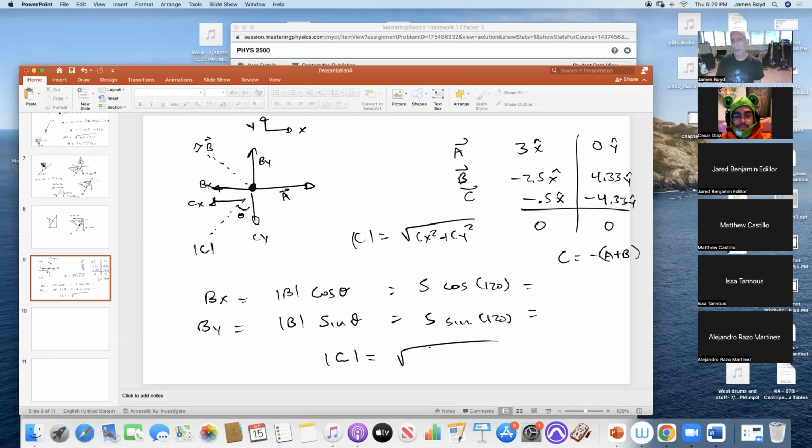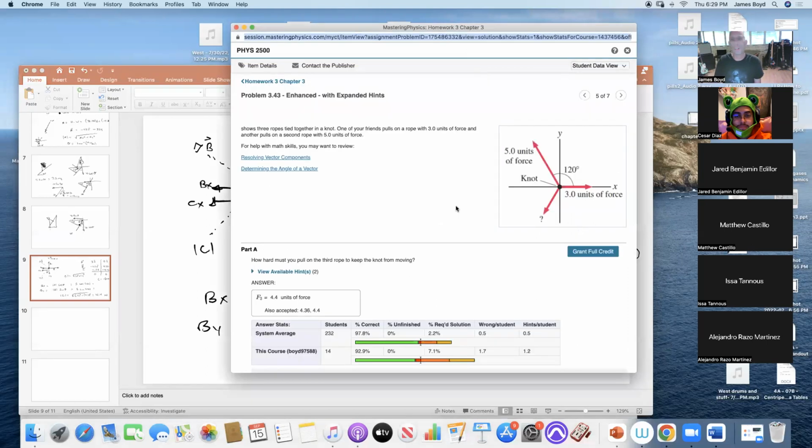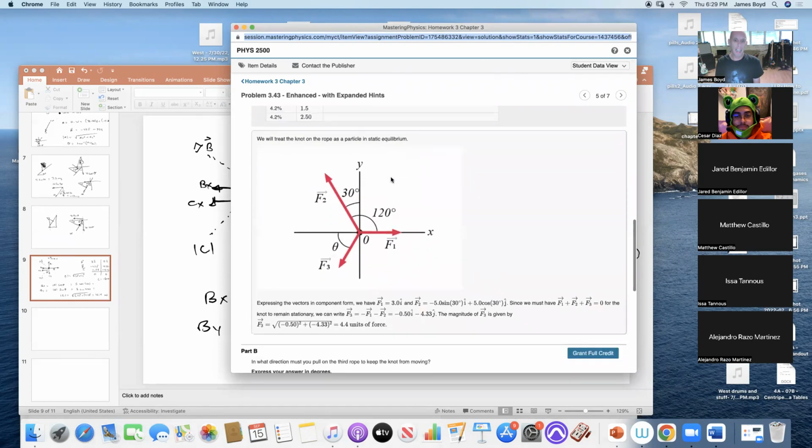Magnitude, how hard you would pull, is just the square root of 0.5 times 0.5 plus 4.33 times 4.33. Square root of that answer is 4.4, let's call it. So 4.4 newtons. Exam is a week from tomorrow. 4.4 newtons using 2. Now, what is the angle?